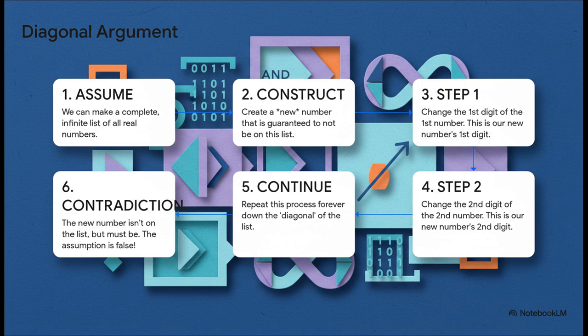It's a proof by contradiction. So step 1, you assume the opposite of what you want to prove. Let's assume we can make a complete list of every single real number. Now for step 2, we're going to build a new number that, I promise you, is not on that list. Here's how. We go down the diagonal.